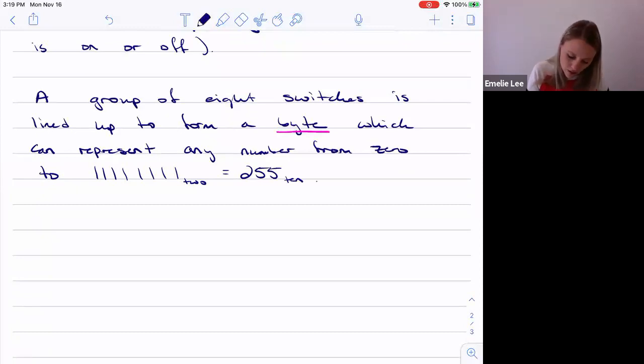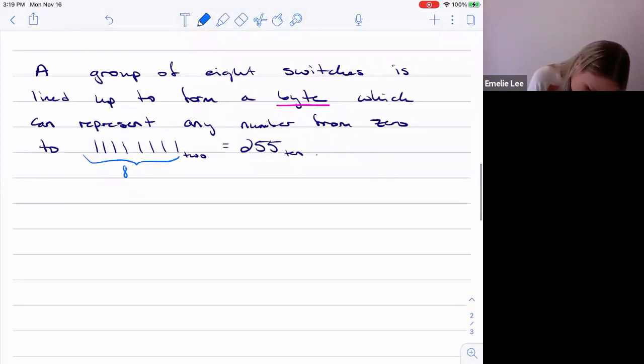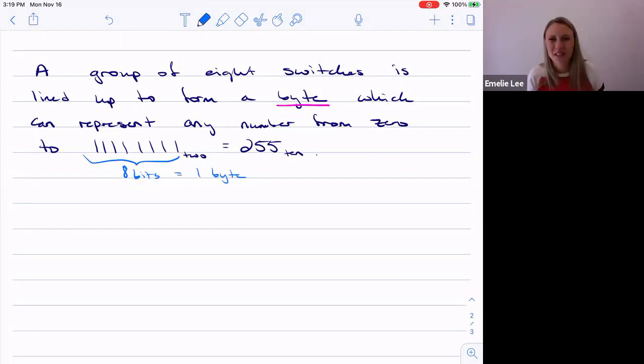Okay. So that is obviously not everything that we need, right? So we do combinations of these things. So we're just going to tack them on. I'll just make a note here that 8 bits is 1 byte. Bits and bytes.